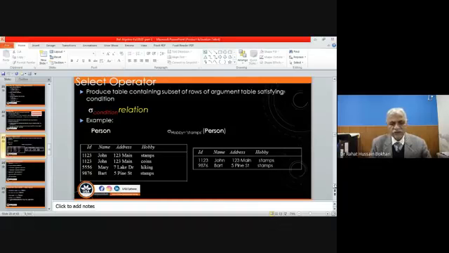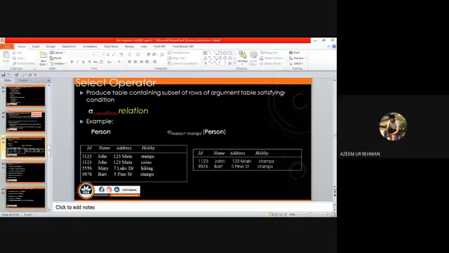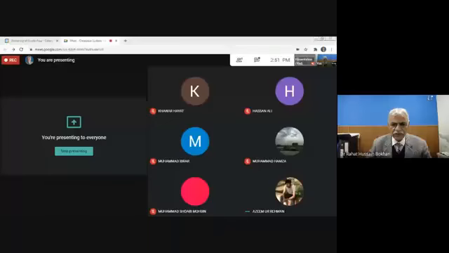So what are you saying? You are saying I need only rows to be displayed as a result in which hobby is stamps. Did you get my point? Hello? Yes, sir.